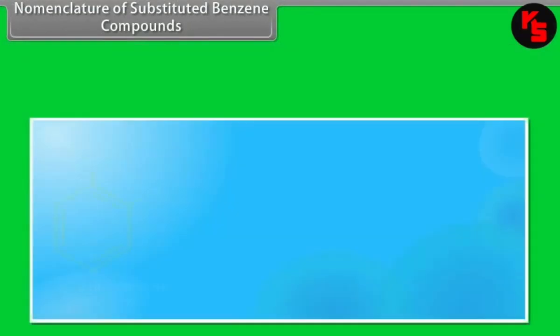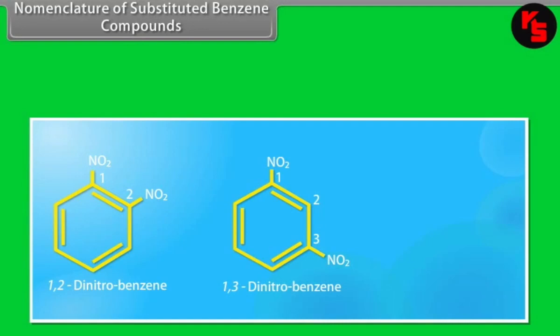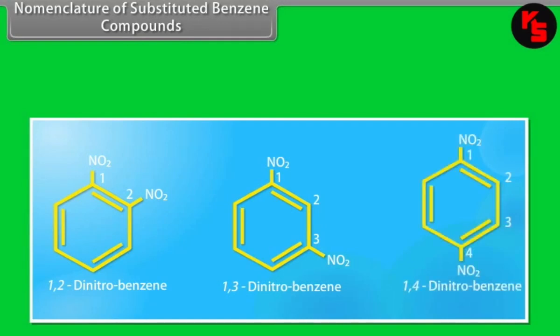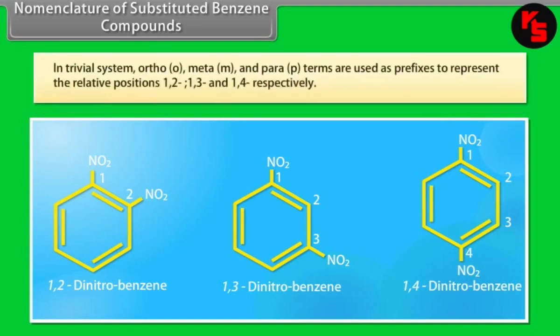For example, 1,2-dinitrobenzene, 1,3-dinitrobenzene, 1,4-dinitrobenzene. In trivial system, ortho O, meta M, and para P terms are used as prefixes to represent the relative positions 1,2, 1,3, and 1,4 respectively.